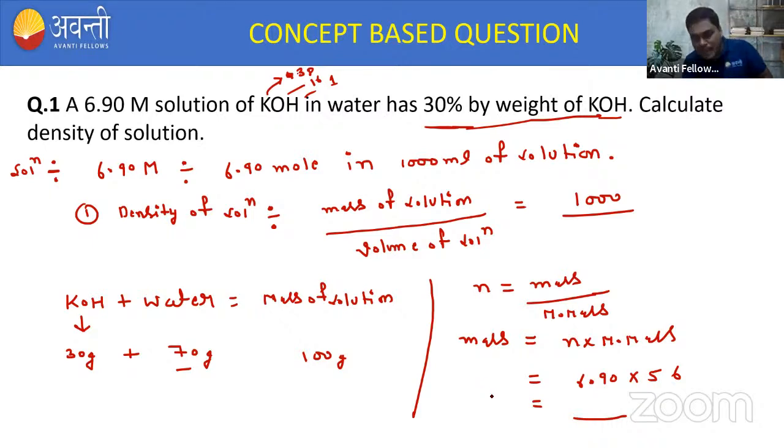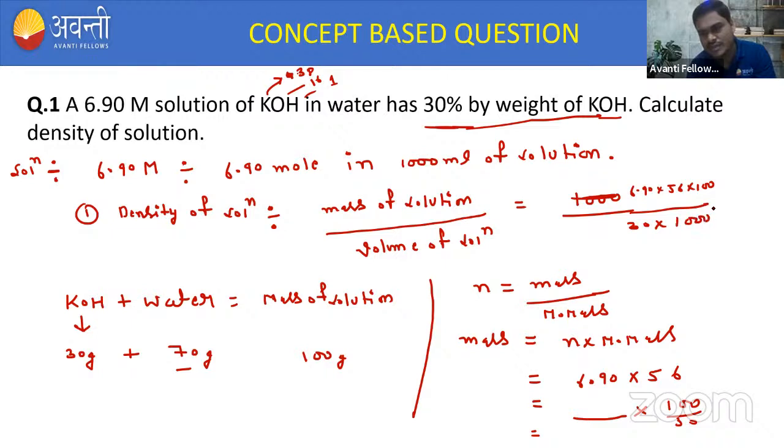It means the mass of KOH is only 30% of this. So for this value having only 30%, it means we multiply by 100 divided by 30. So just calculate the mass from this. And for the density, we get the mass of the solution, which is 6.90 into 56 into 100 divided by 30, and the volume of the solution is 1000 ml.